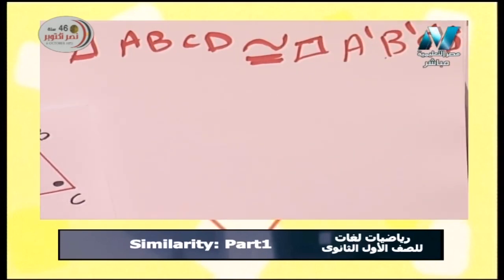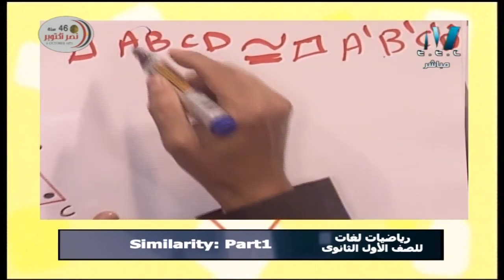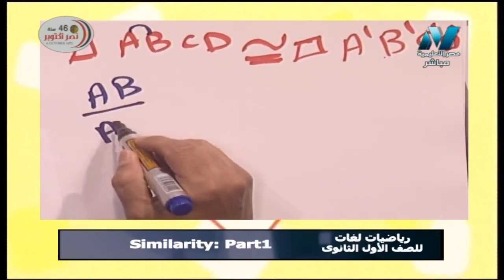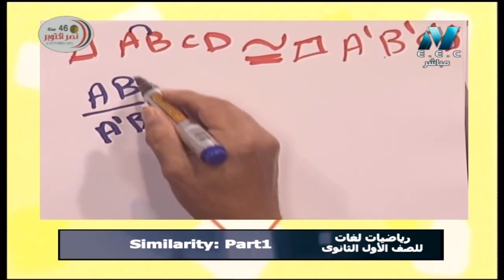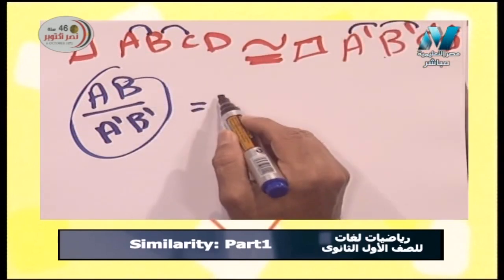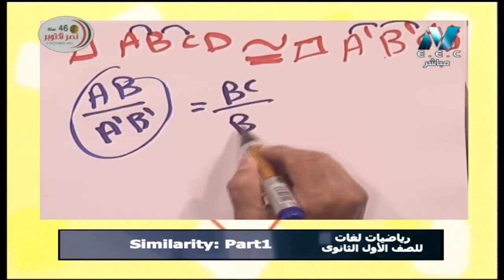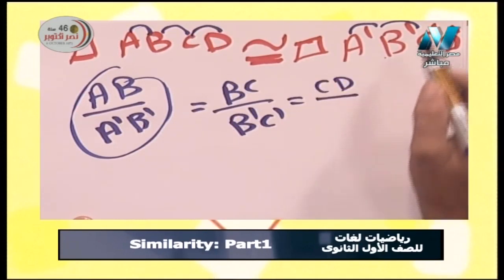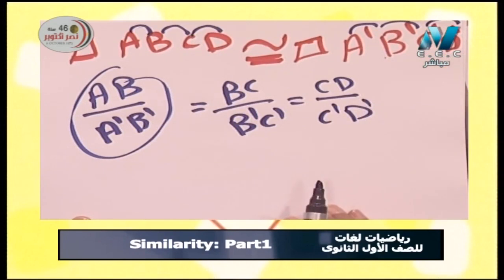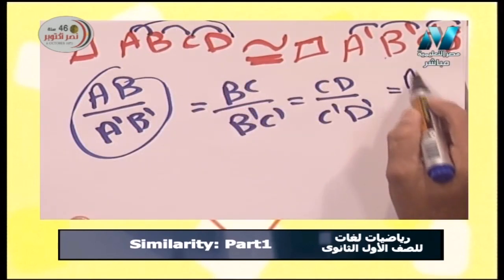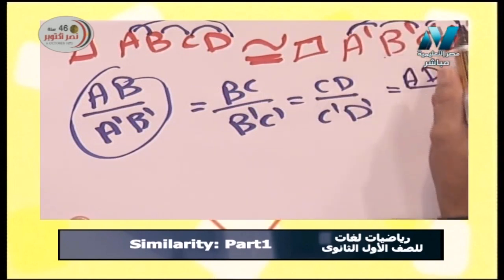Here, for the first two letters AB, we will say that AB over A dash B dash, this is one ratio, equals BC over B dash C dash, and CD over C dash D dash. The last one is like an umbrella, like that: AD over A dash D dash.